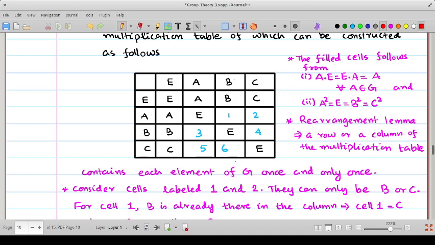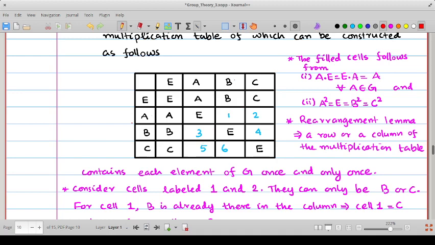Okay, so we can actually use the rearrangement lemma to find out the possible values of these cells. So the rearrangement lemma says that any row, or in fact each row and each column of the group multiplication table should contain each element of the group once and only once.